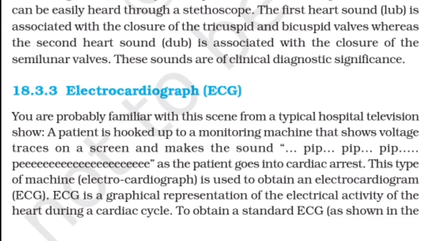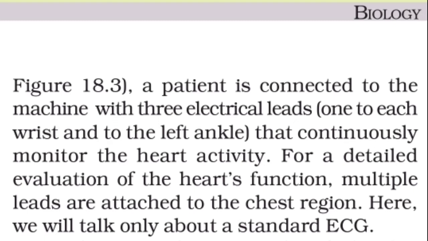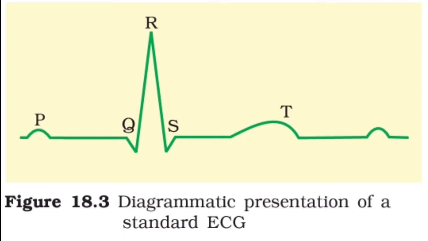To obtain a standard ECG, as shown in Figure 18.3, a patient is connected to the machine with 3 electrical leads (1 to each wrist and to the left ankle) that continuously monitor the heart activity. For a detailed evaluation of heart function, multiple leads are attached to the chest region. Here we will talk only about a standard ECG. Figure 18.3 Diagrammatic presentation of a standard ECG.